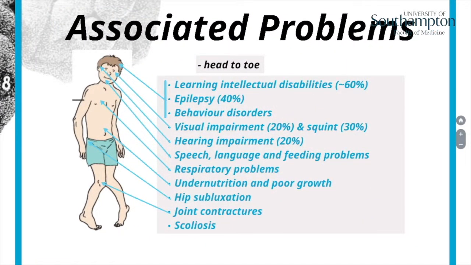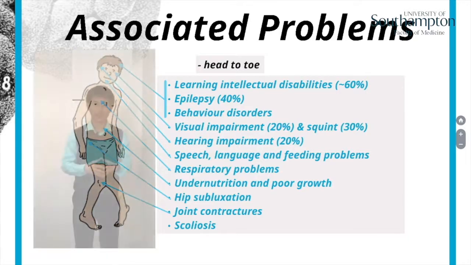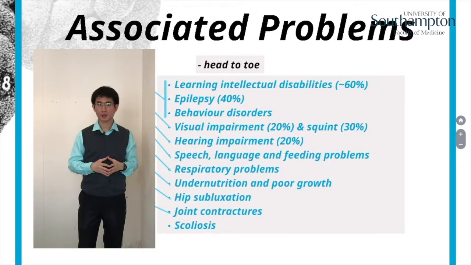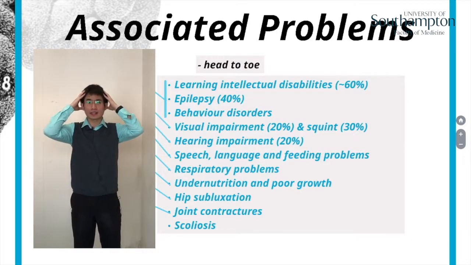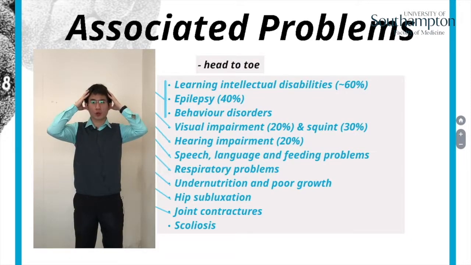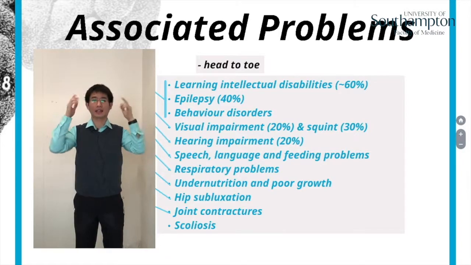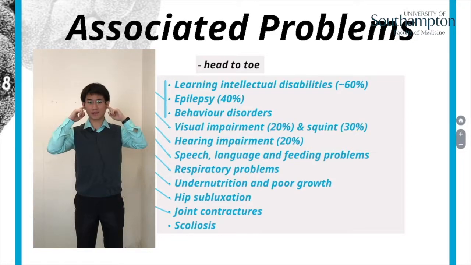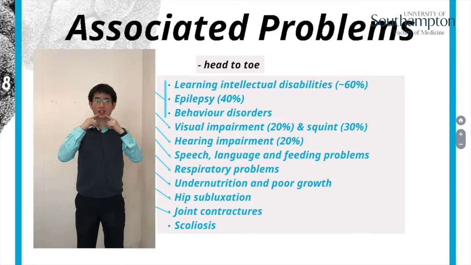So now we come to the associated problems with cerebral palsy, and the best way to remember them is the head-to-toe approach. So let's start with the head. Learning disabilities, behavioral problems, and epilepsy. The eyes, visual problems such as squints. The ears, problems with hearing. The mouth, speech, language, and feeding difficulties.